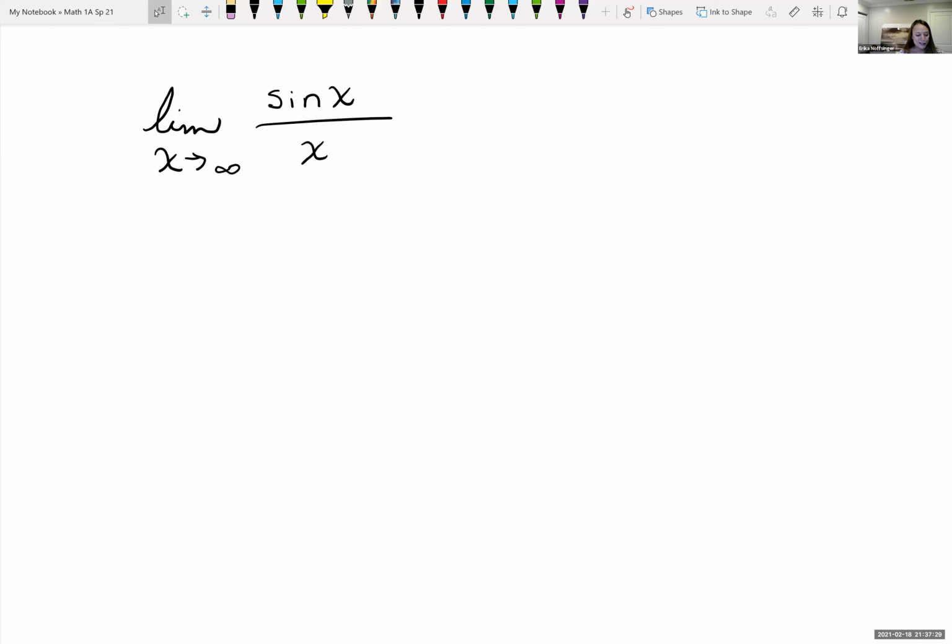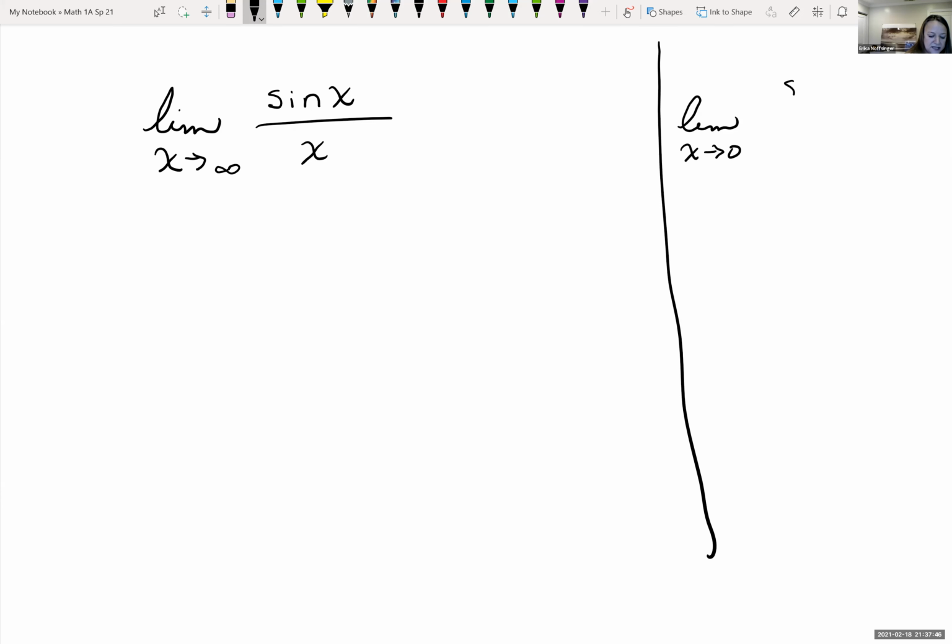I almost forgot to tell you about this important limit: as x goes to infinity of sine x over x. This might look familiar, and don't get this confused with what we had done in the past. The limit as x was approaching 0 of sine x all over x was equal to 1. And we showed that using the sandwich theorem, or the squeeze theorem is another way to call it.